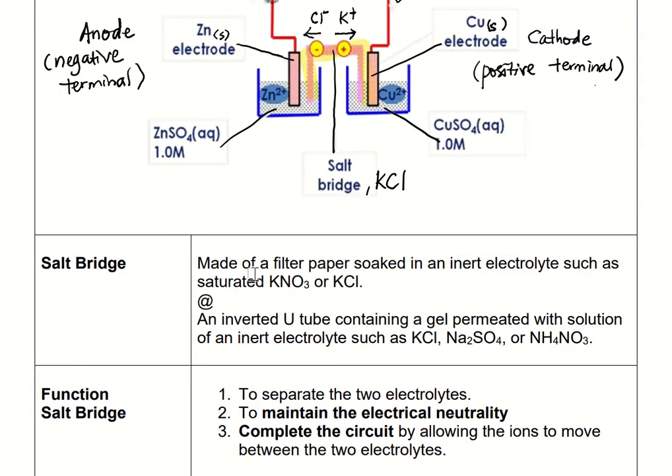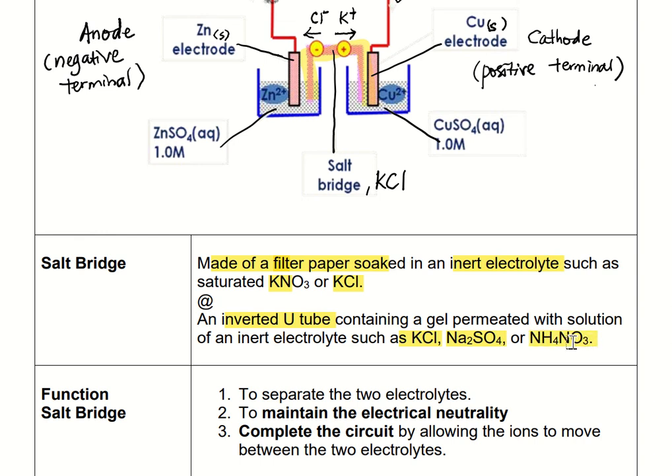So for the salt bridge, what is the function of the salt bridge? The question always asks you, what is a salt bridge? Dia biasanya made up from filter paper, soaked in the inert electrolyte, for example, kita pakai KNO3 or KCl. Biasanya dia dalam bentuk inverted U tube, dan solution dia adalah KCl, Na2SO4, NH4NO3.